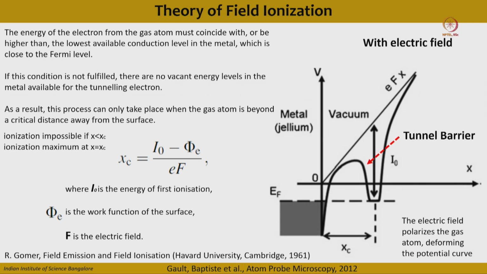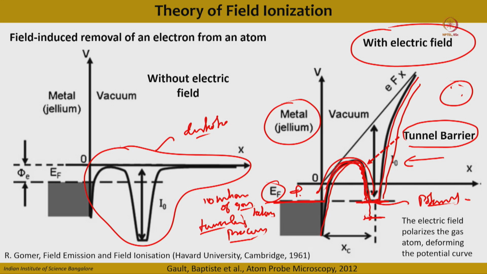Now the distance. The critical distance which is required for the tunneling process to take place is called x critical. It is the minimum distance necessary for the tunneling process. If the gas atom with the electron goes below xc, meaning it comes nearer, the repulsive forces come into the picture, and due to this repulsion the tunneling process cannot take place. So the gas atom should be either at xc or greater than xc. Only then can the tunneling process take place.